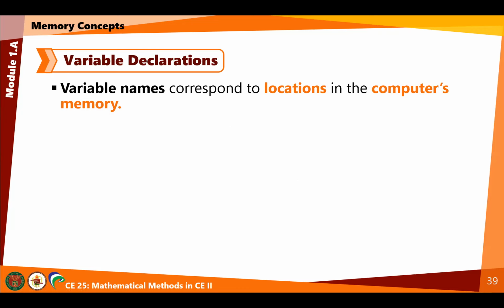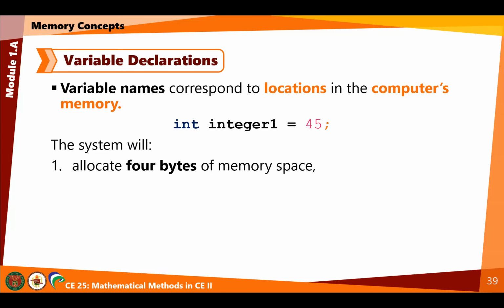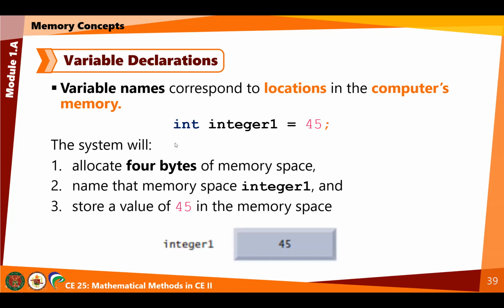Variable names corresponds to locations in the computer's memory. So what does this say? Ayan. Let's show everything. Yeah. So if you do this one, what the computer does is int. So how much memory does int take? So it takes 4 bytes. So yeah. So when your program reads this, sasabihin niya dun sa RAM nyo.